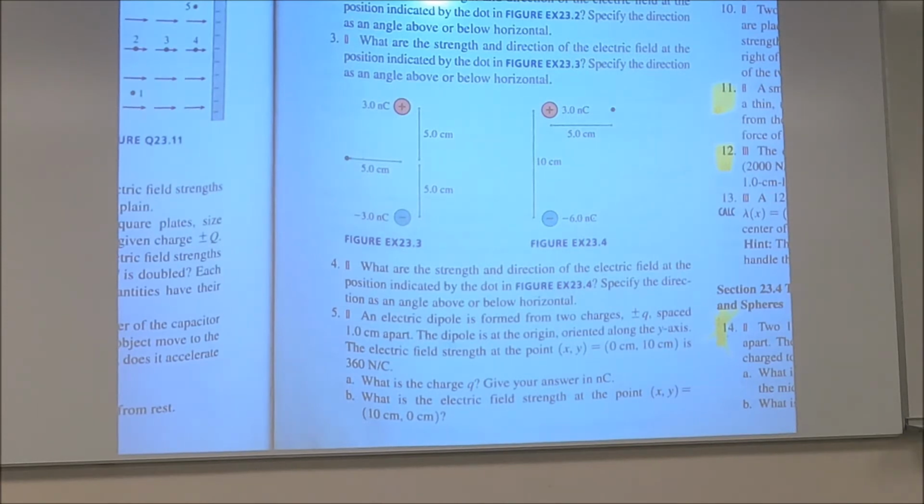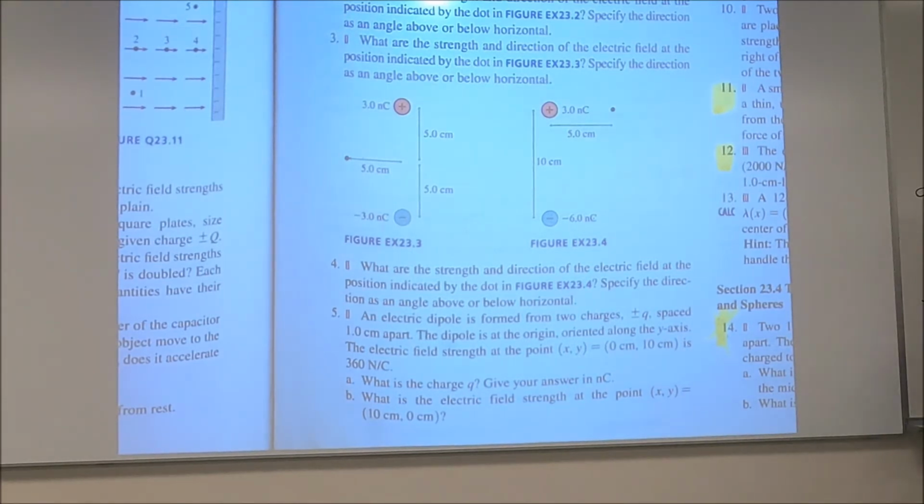And our Q, our charge, is 3.0 times 10 to the minus 9 coulombs. All right? And our R is 5 centimeters, and our S is 10 centimeters. So that's 10 times 10 to the minus 2, or 1.00 times 10 to the minus 1 meters. And this would be 5.00 times 10 to the minus 2 meters for our R. Okay? And it says, what's the strength and direction of the electric field?